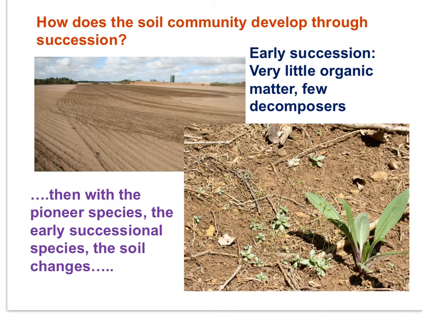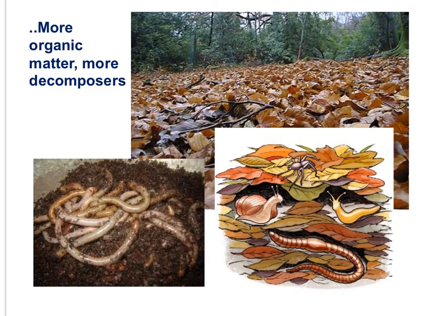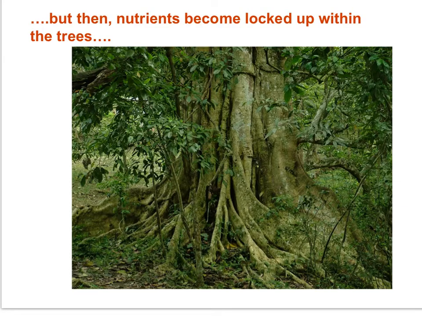But with the arrival of pioneer species, the early successional species, the soil changes. As the density of producers increases through succession, so do the characteristics of the soil. Organic matter increases, and the decomposer community increases. Mineral cycling through the intermediate stages of succession is high. Late in succession, as the individuals become large, nutrients become locked up in the organic matter of the system.